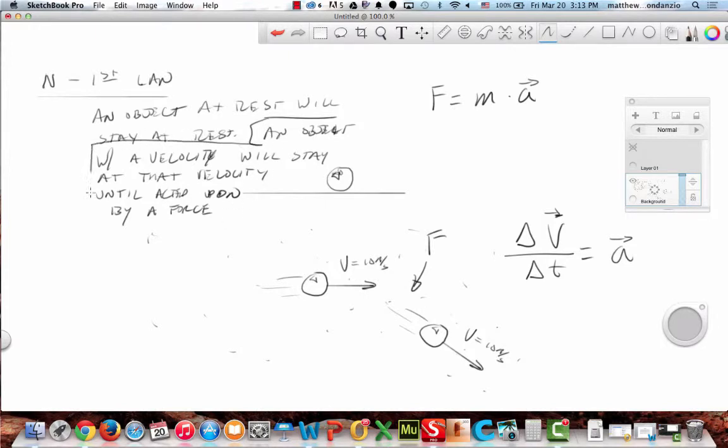Yeah, but Newton didn't know that. He was trying to explain it so everyone would understand it.